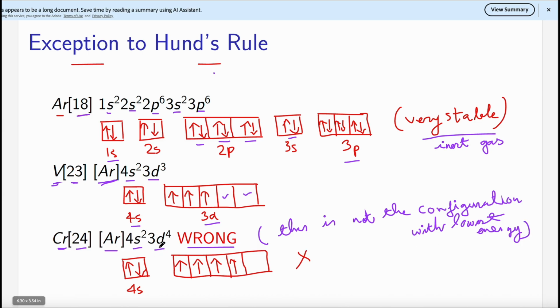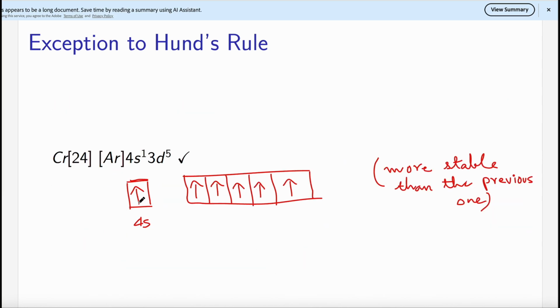If you write it in pictorial form, this is 4s2, the 4s orbital having 2 electrons, and then 3d4. We have 5 3d orbitals, and 1 electron goes here, 1 electron goes here, up, up, up. That's it. This is Hund's rule. What we have done follows Hund's rule, but this is not correct. The correct configuration will be this one.